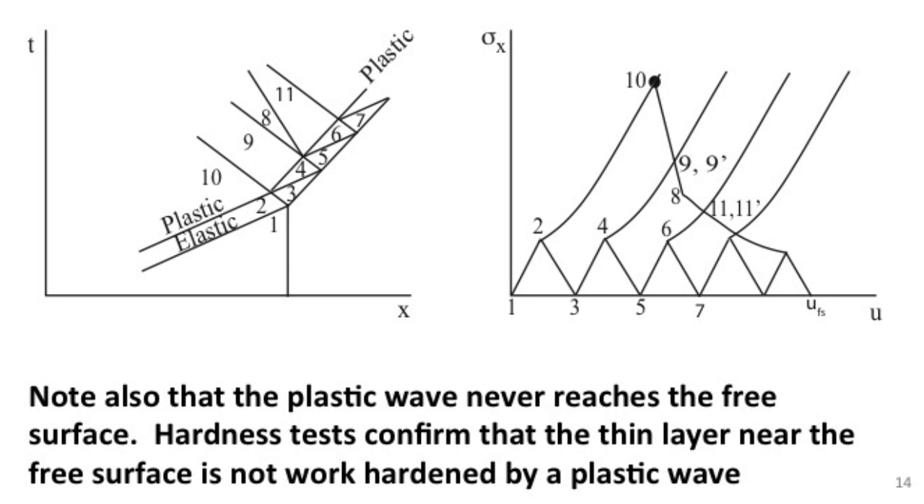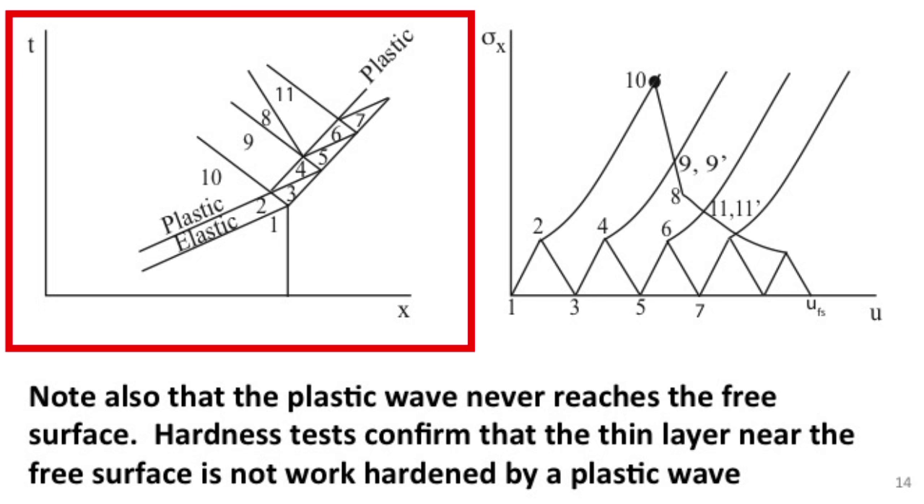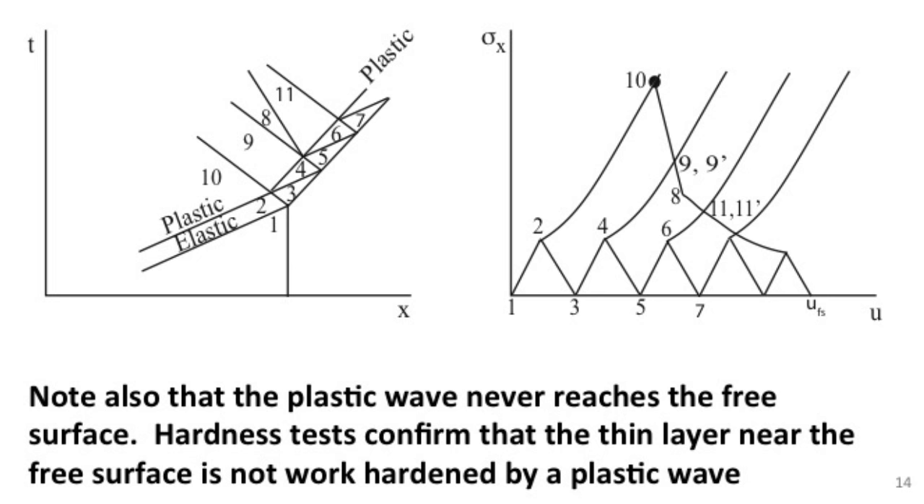So it's XT. This shows the elastic wave ahead of the plastic wave. The elastic wave gets to the free surface first, is reflected, and reduces the pressure in the plastic wave, and therefore the elastic wave is reformed and goes to the surface again and back, and that continues to happen. So the plastic wave actually never reaches the free surface. It's all done by the elastic wave.